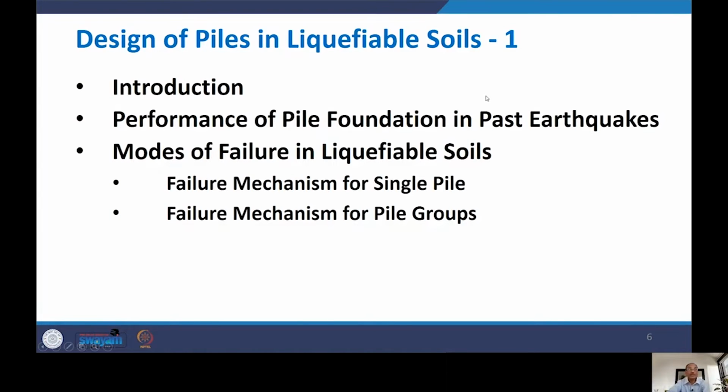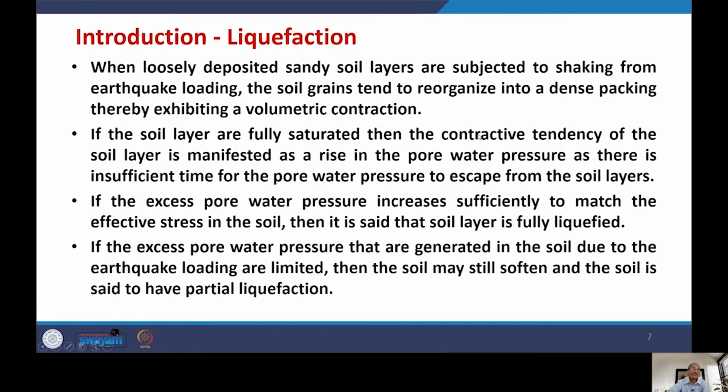Coming to the introduction part: when loosely deposited sandy soil layers are subjected to shaking from earthquake loading, the soil grains tend to reorganize into dense packing, thereby exhibiting a volumetric contraction. So what it says is that due to shaking, which occurs due to an earthquake, if the soil is in loose condition, it will try to pack the particles. Once there is dense packing, what happens if the soil layers are fully saturated? Then whatever contraction tendency the soil layer has will be manifested as a rise in the pore water pressure, as there is insufficient time for the pore water pressure to escape from the soil layer.